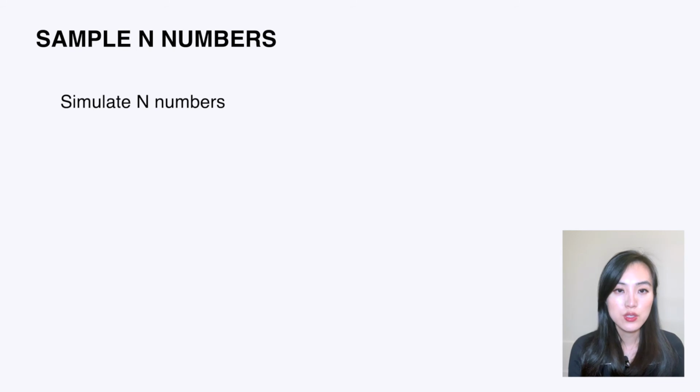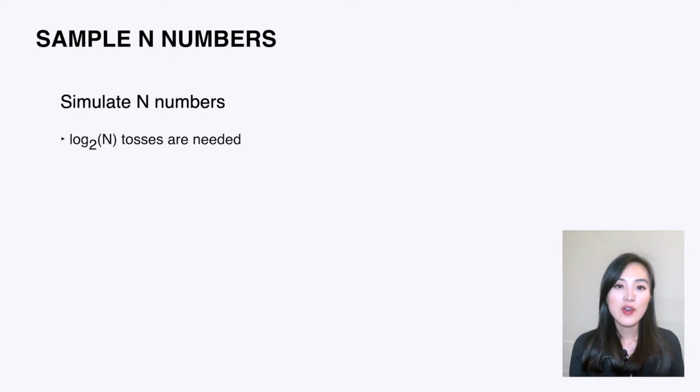What we want is to simulate n different numbers. How many tosses do we need? Well, I guess the answer is clear. It should be log base 2 of n. Now you have the answer to the problem. It's not as difficult as it appears, right?